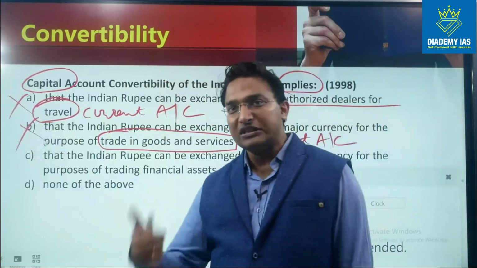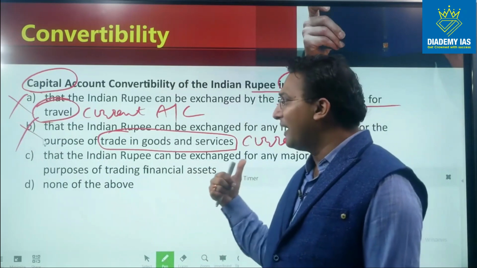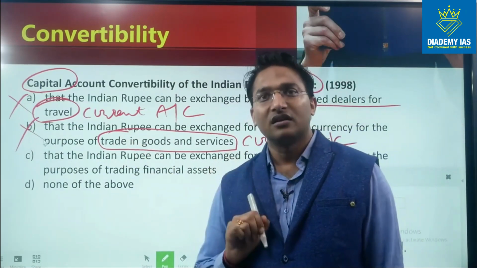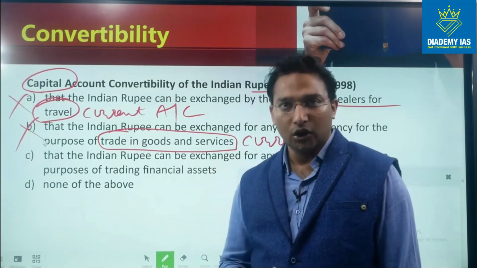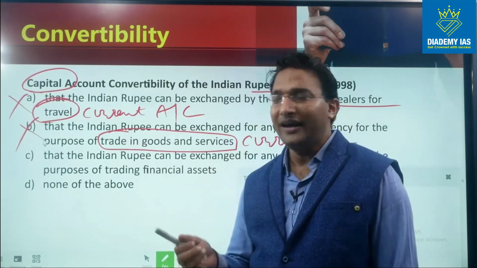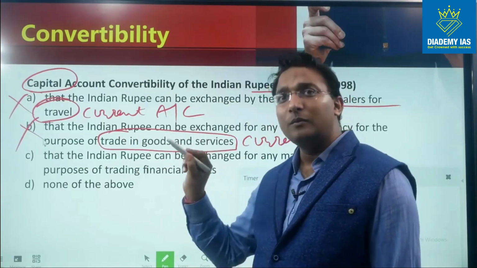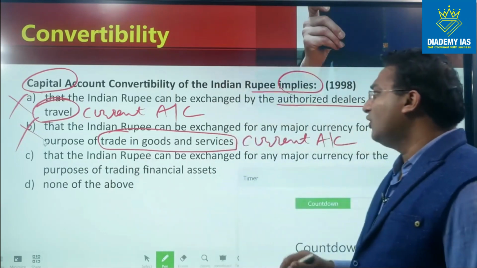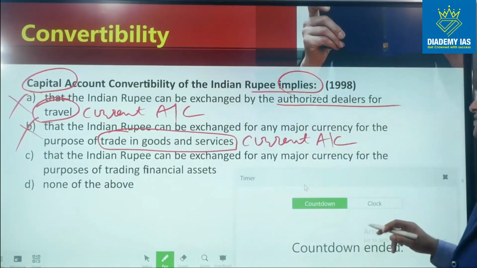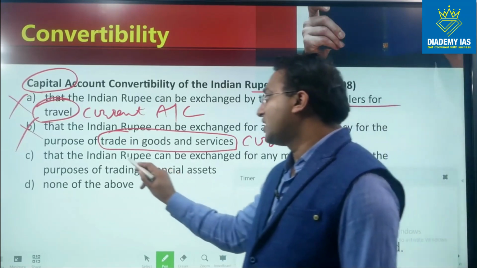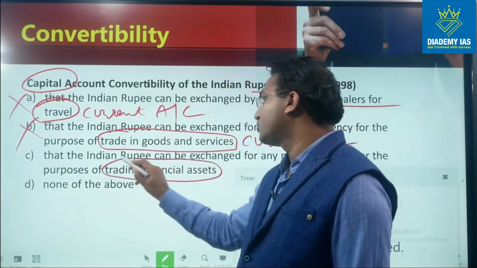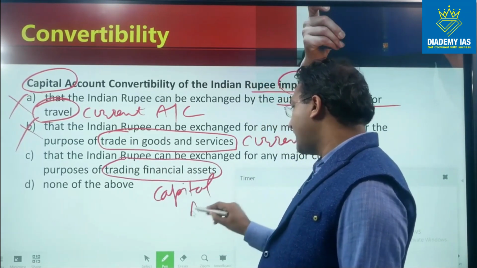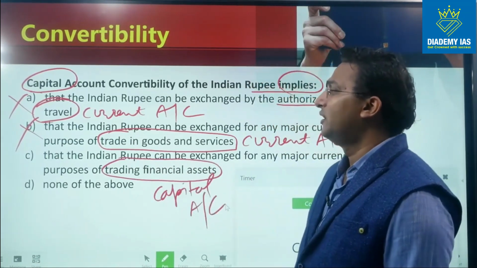So friends, can you see when I am reading the statement, I am underlining the keywords. If you underline the keywords, you can easily reach the conclusion. You do not need to struggle, right? So whenever you are reading the statement, please underline the keywords. Option C, that the Indian rupee can be exchanged for any major currency for the purpose of trading financial assets. So this is a capital account transaction, right? Assets is basically a capital account transaction.